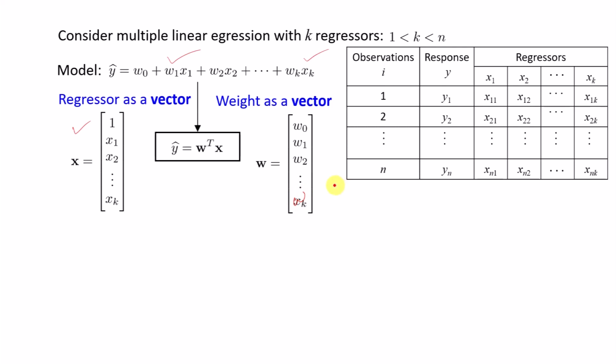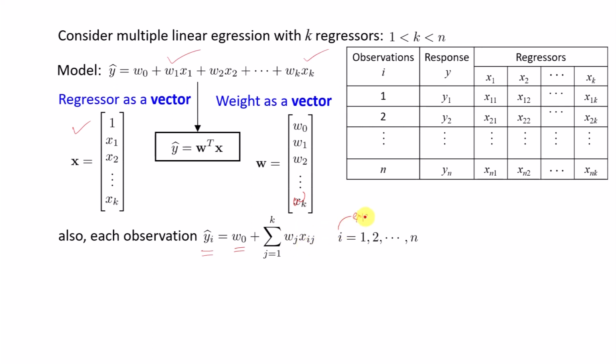Now we can write this as y hat = wᵀx or xᵀw, whatever way. This is an inner product. And then for each observation, this ŷ_i is w0 plus the sum of w_j x_ij, j goes from 1 to k, all these k regressors, and i is coming from the experiment serial number, 1 to n. So this one I can write as wᵀx_i or x_iᵀw, whatever way you write, they mean the same thing.